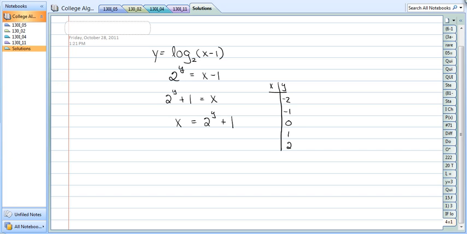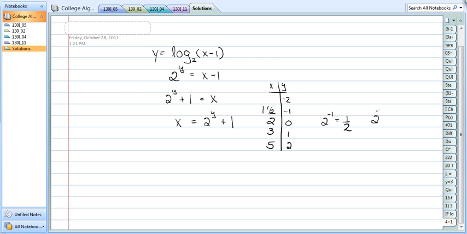and then plot those. So if I plug in the number positive 2 in for y, I get 4 plus 1 is 5. If I plug in the number 1, 2 plus 1 is 3, and a 0, 2 to the 0 power is 1, 1 plus 1 is 2. If you plug in a negative 1, 2 to the negative 1 is the same as 1 over 2, so we're adding 1 plus a half, or getting 1 and a half.